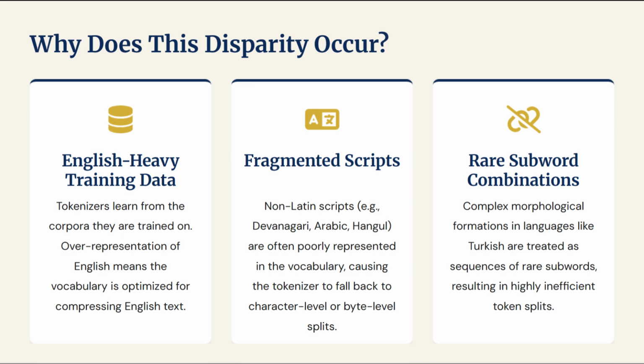Second, fragmented scripts. Non-Latin scripts like Devanagari, Arabic, and Hangul are poorly represented in the vocabulary, so the tokenizers fall back to the character level or even byte level splits for them. Third, rare subword combinations. Agglutinative languages like Turkish produce complex morphological strings that are entirely outside the tokenizer's learned vocabulary, causing severe fragmentation into small, rare subword tokens.